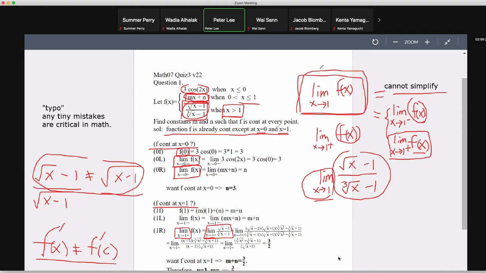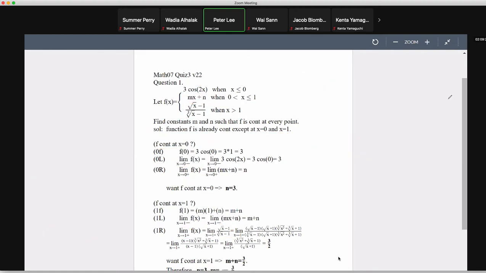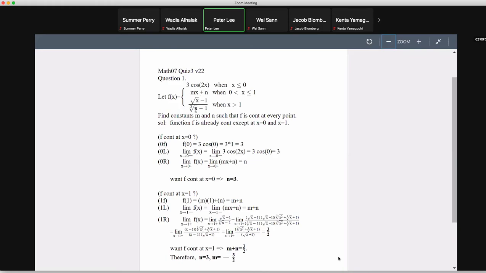So let me just save this and then clear all this. So again, class, this is the kind of format I was looking for. If you give me a solution like this, it's very clear to see. We know exactly what's going on.